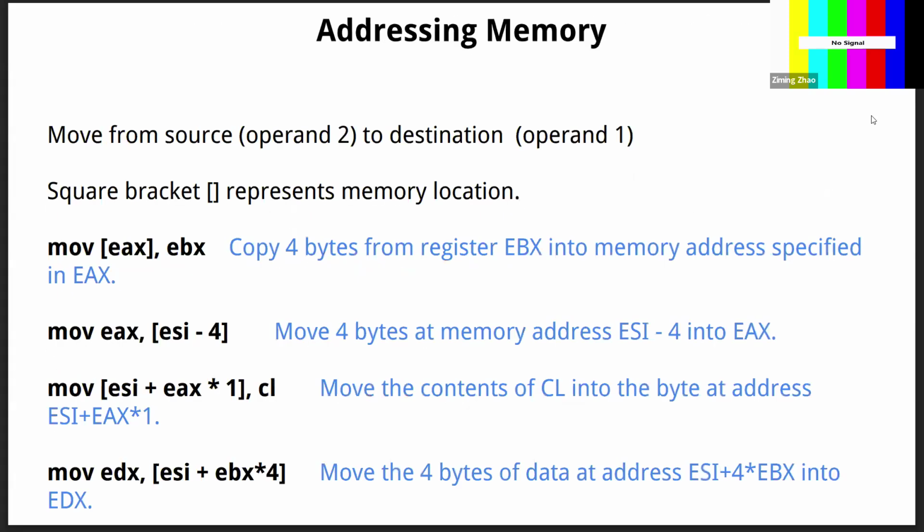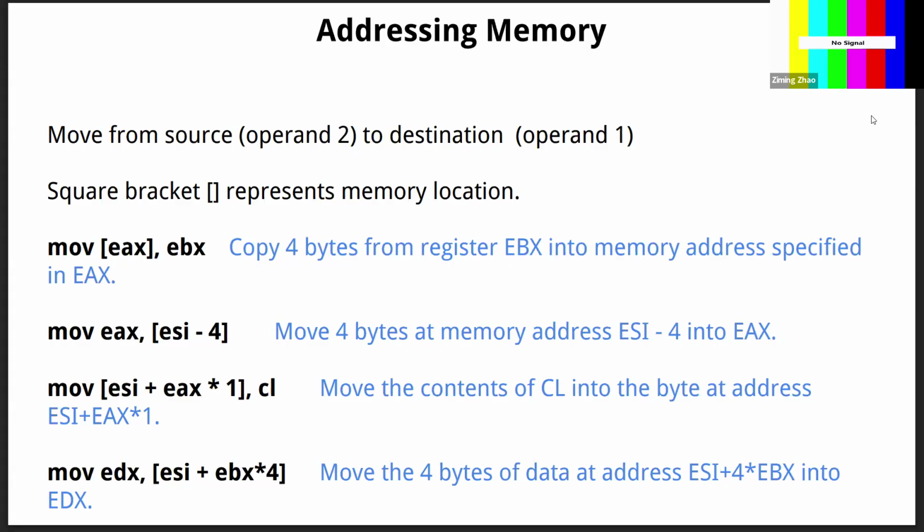This part we can skip. Okay. So how do we address memory in this syntax? You probably still remember, in AT&T syntax, we use a pair of parentheses to do that, right? In Intel syntax, it's actually a little bit easier to understand. We just use brackets to represent a memory location. So this instruction: mov [EAX], EBX.